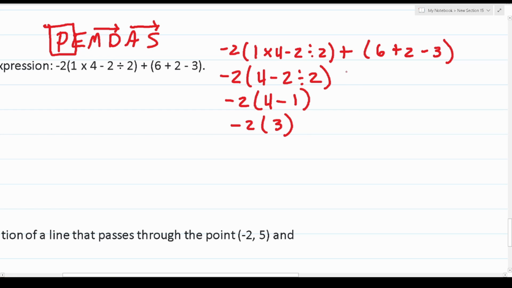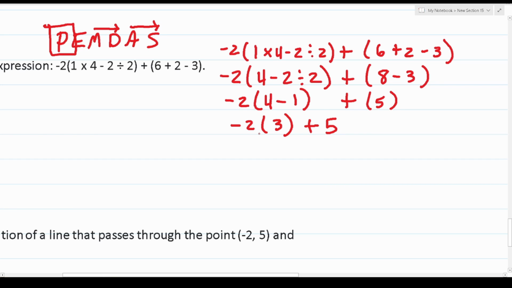Let's go ahead and work on this set of parentheses now. As you can see, we have addition and subtraction. Again, those are equal, so we're going to work them out as they appear from left to right. So I'm going to do this addition first. 6 plus 2 is 8, so this is 8 minus 3. Of course, we know 8 minus 3 is 5. So this becomes negative 2 times 3 plus 5.